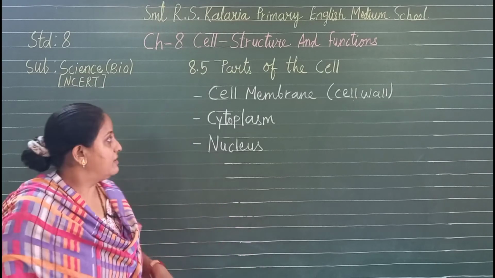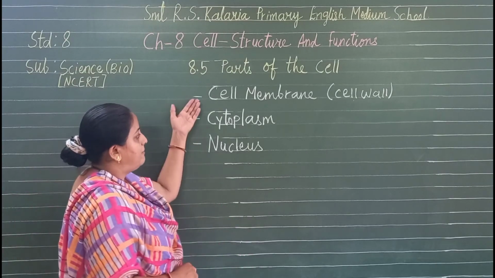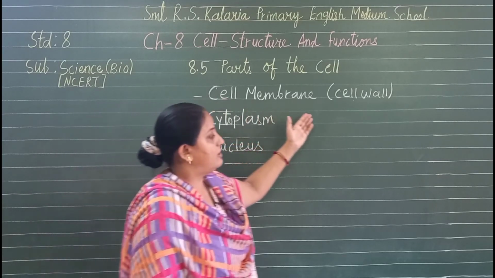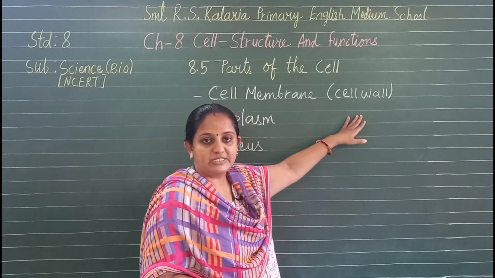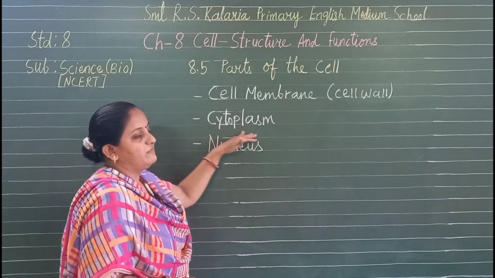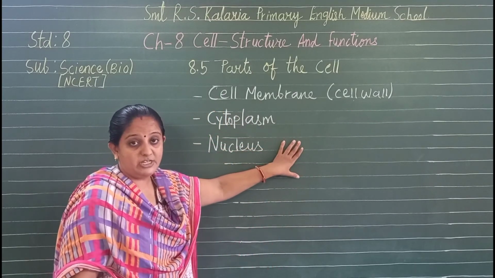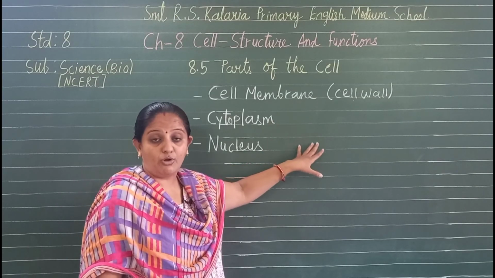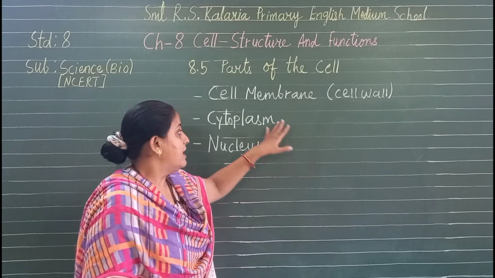So in this we have understood the parts of the cell: the cell membrane, the cytoplasm and the nucleus. Besides the cell membrane, there is an additional layer, the cell wall, which is generally present in the plant cell. The cytoplasm is a jelly-like substance in which the different organelles are present, isn't it?